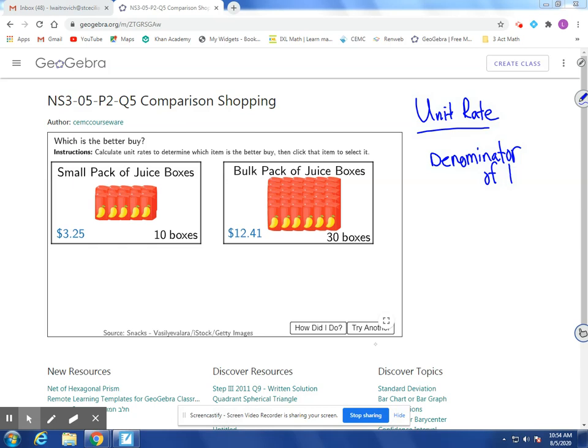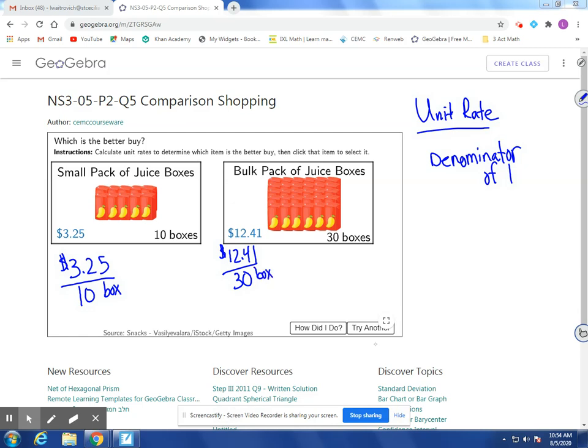All right, so looking at the two options we have here, we have a small pack of juice boxes for $3.25. We're wondering which one's the better buy for juice boxes. So the rate we have here is $3.25 for 10 boxes. All right. And over here, the rate is $12.41 for 30 boxes.